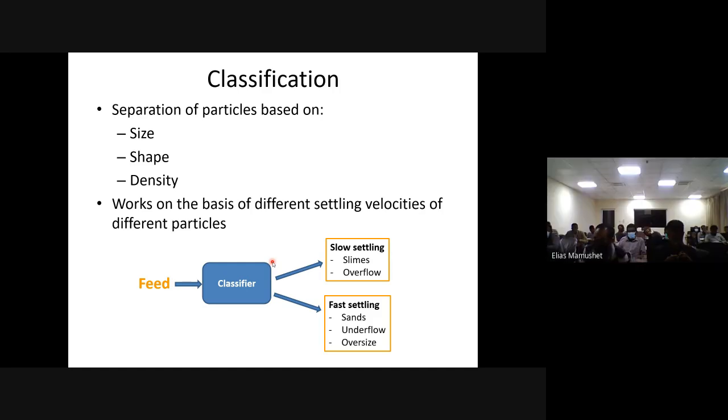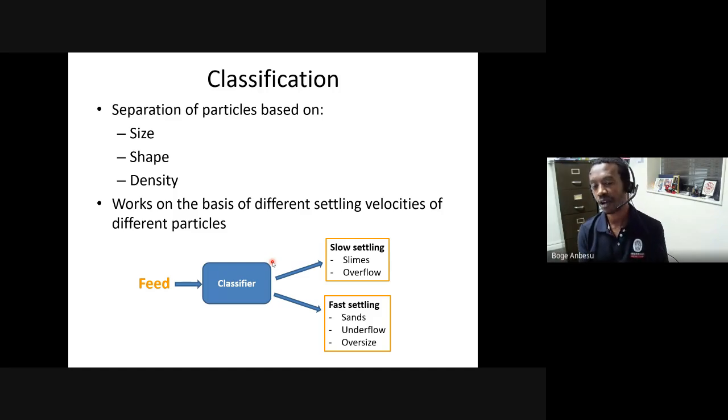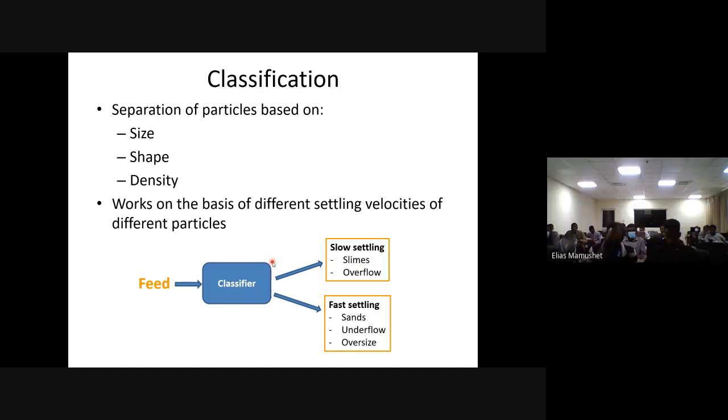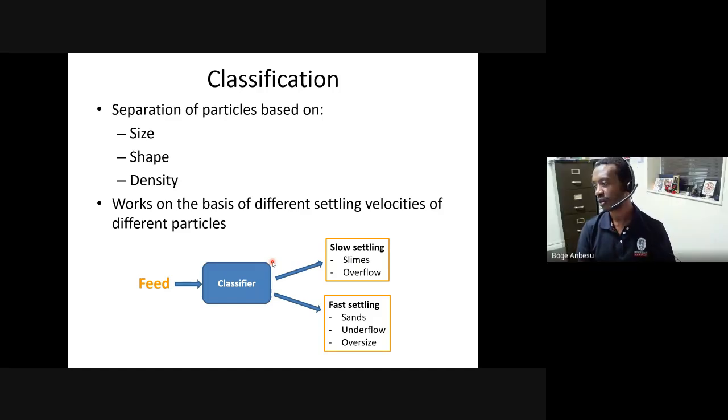If you're just using a screen and particles are really fine, what eventually happens is they just lump together and they actually don't segregate from each other very well. So classification is applied when it comes to particles that are smaller than what is normally done for screening. And as I say, these could be particles below, say, 250 micron. But this is just a rough guide again.